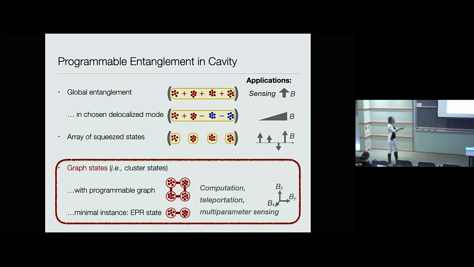But what I'll actually talk about to illustrate the programmability is preparing a class of states called graph states, which I can essentially describe as I have a graph that specifies the structure of correlations between nodes, which are my atomic ensembles. The minimal instance of this is if I have two nodes with correlations between them, that would be EPR type entanglement, and I'll give an example of using that in sensing.